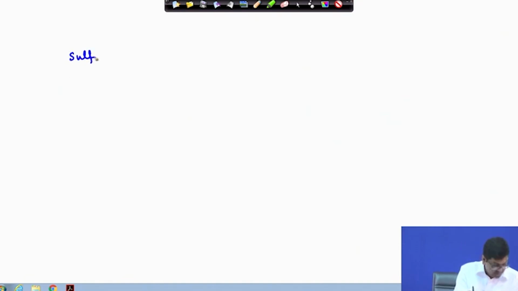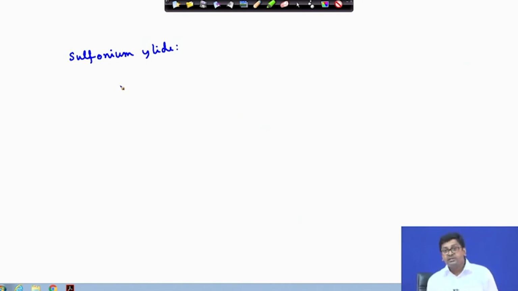So, now what we will see is the corresponding sulfonium ylide. Here also, similar to oxygen or other nucleophiles, sulfur can attack the corresponding carbenoid to generate the carbon-sulfur bond and form this sulfonium ylide. And that can again proceed through various different types of reactions.